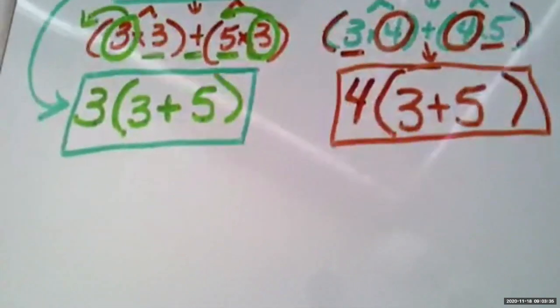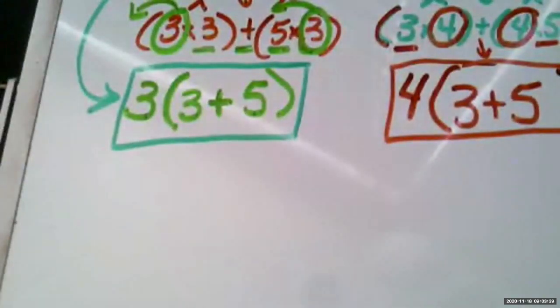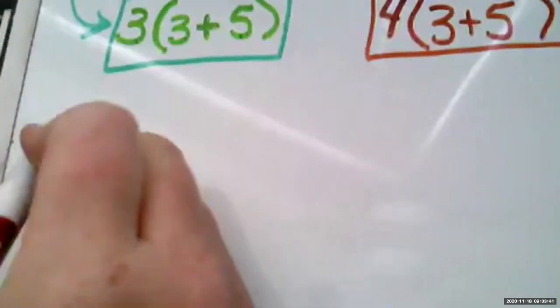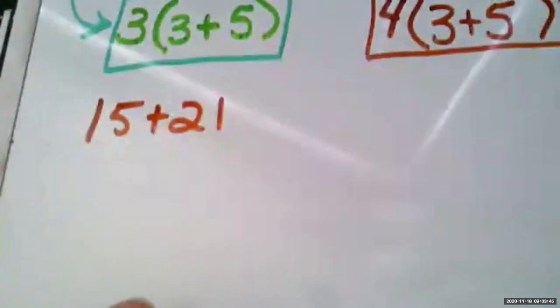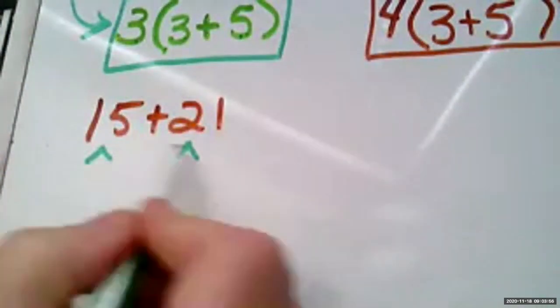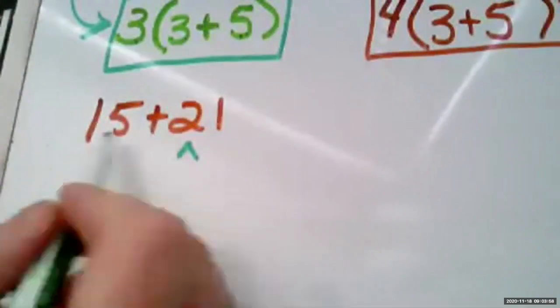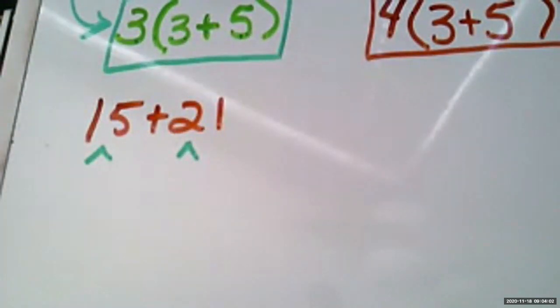Okay, here's another one. 15 plus 21. Step 1, break down both problems into 2 factors that you can multiply by each other to get each of these numbers. So 15, what times what equals 15? Go ahead and type it in the chat.